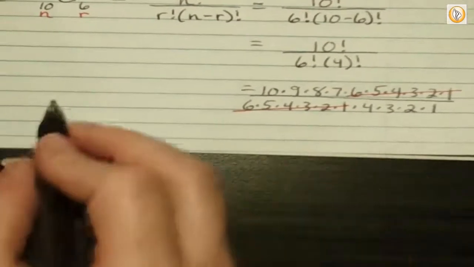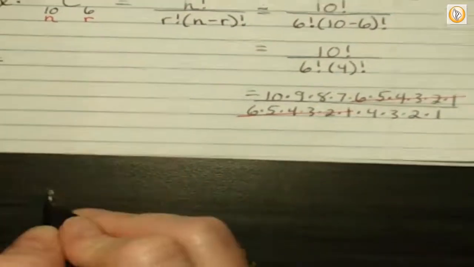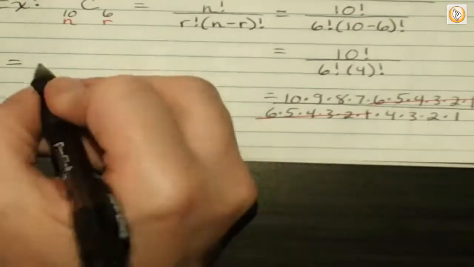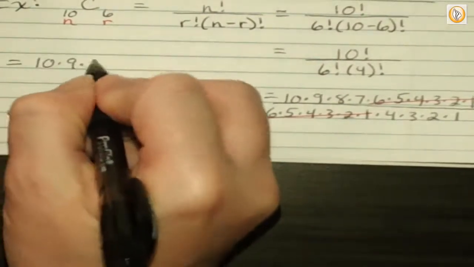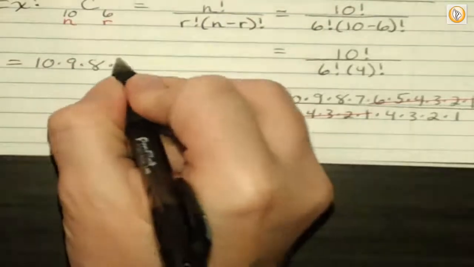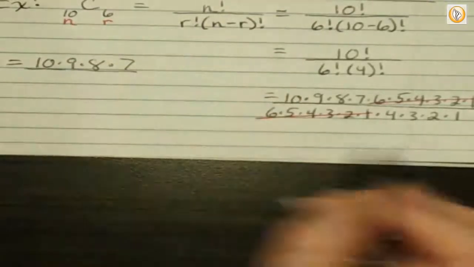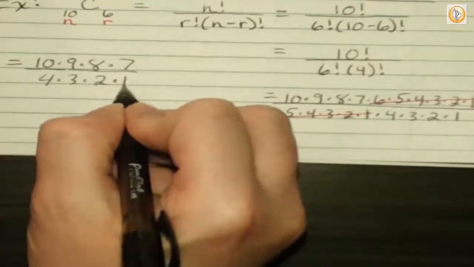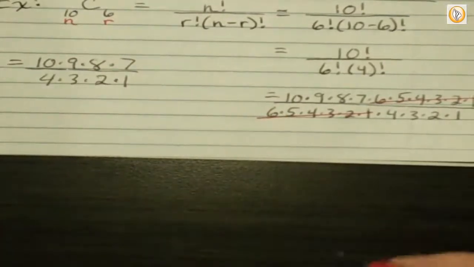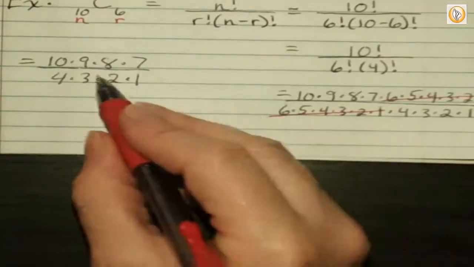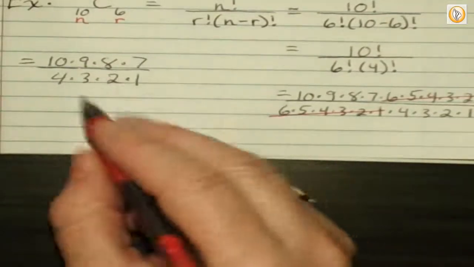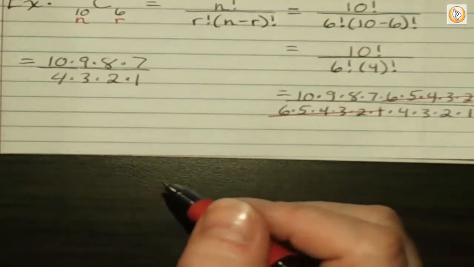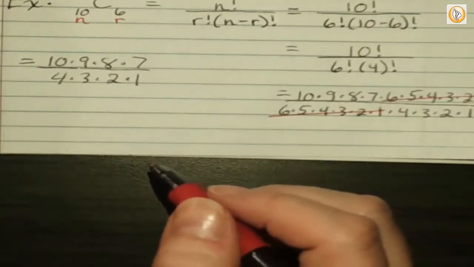And over here, I'm going to rewrite it. I'm running out of space. So what I'm left with is 10 times 9 times 8 times 7 over 4 times 3 times 2 times 1. So I rewrote it. Does everyone see that? Now raise your hand if you can see something that we can do.